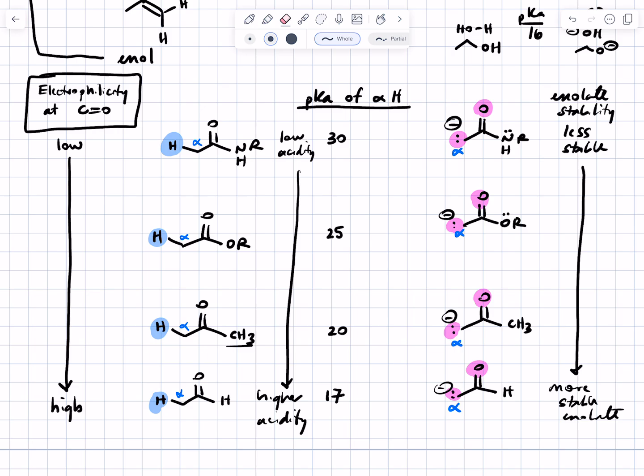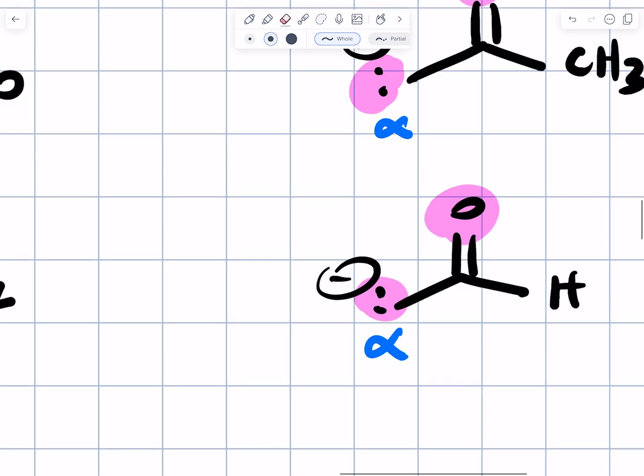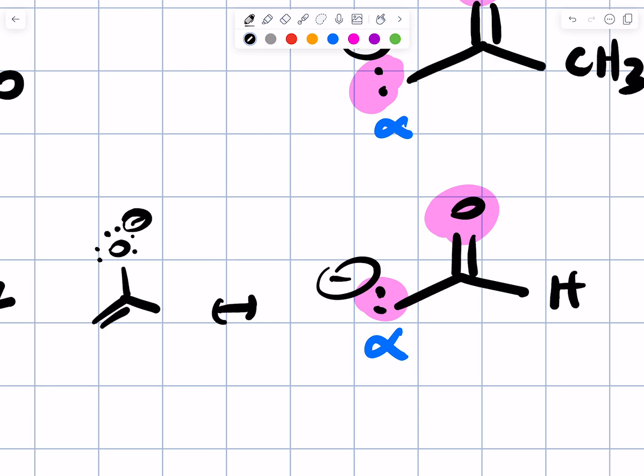Yeah? What does the enolate look like for the aldehyde? The enolate for the aldehyde should look like this. And then, of course, for all of these, you could draw a resonance structure that would look like this. And that's true for all of them.